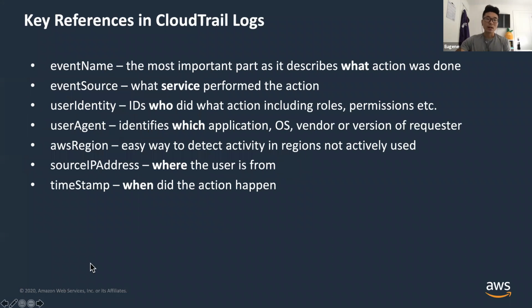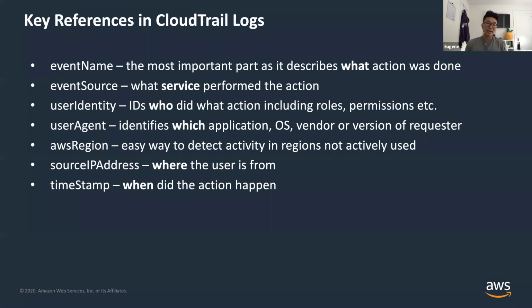Within a CloudTrail log itself, there are a couple of key references that I personally believe are extremely important, and I'll go through why. Event name: what was the actual event that happened? And event source: what service actually performed the action. So if you're making an EC2 instance start storing data into S3 or DynamoDB, that's what I'm referring to.